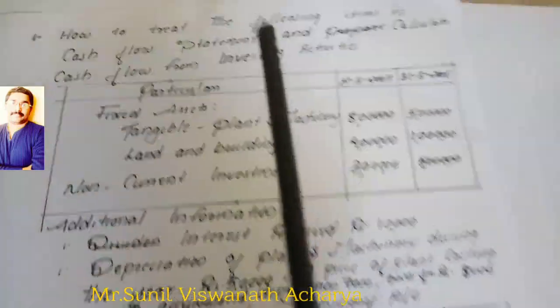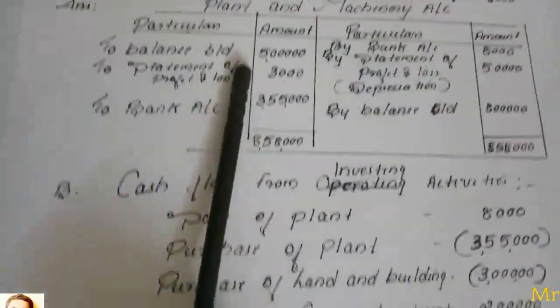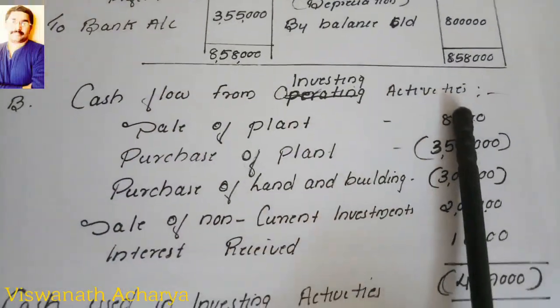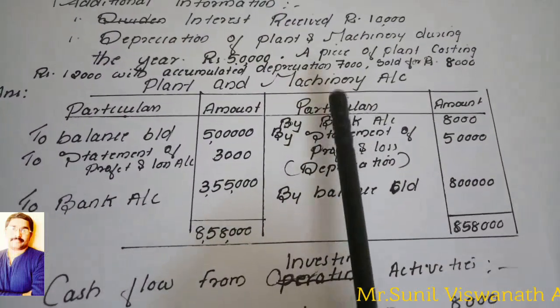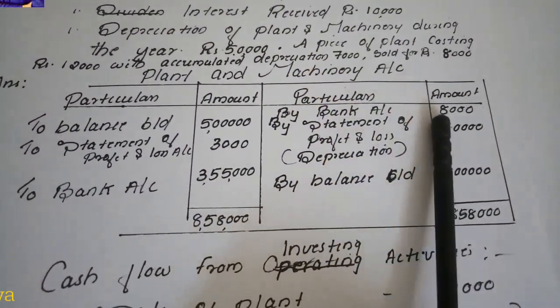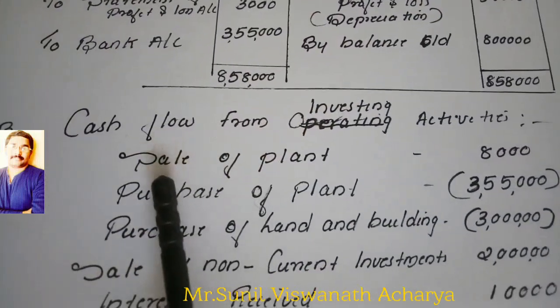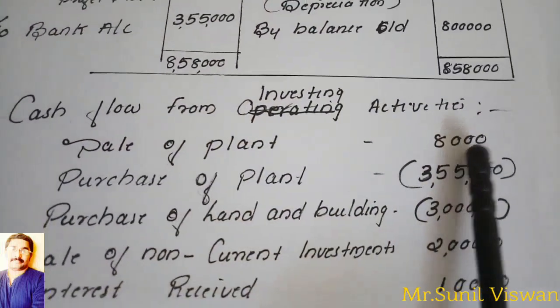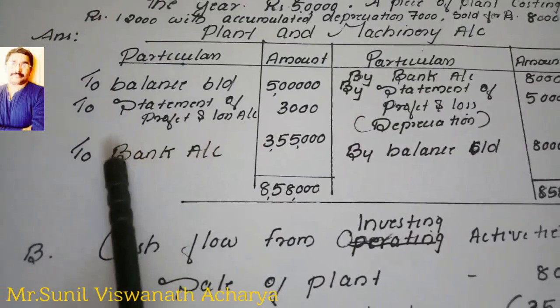Now, in the question, what they are asking is to prepare cash flow from investing activities. So we have to prepare cash flow from investing activities. First, we can see that in this plant and machinery we sold one plant for what price? 8,000. We know that when any asset is sold, it is an investing activity. So sale of plant, how much? 8,000. It is an inflow, so positive. Then we purchased plant.